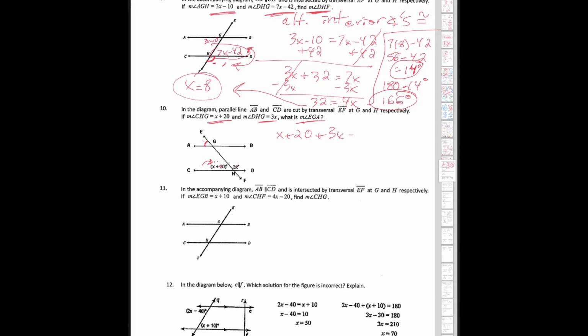So x plus 20 plus 3x is equal to 180. Subtract my 20 here and combine my terms. I get 4x is equal to 160. Now I divide and I get x equals 40. So now I take this x equals 40 and I plug back in here. If I plug that in, 40 plus 20, I get 60 degrees. Now, like I said, these are corresponding, so they're congruent. So your final answer for angle EGA is 60 degrees.